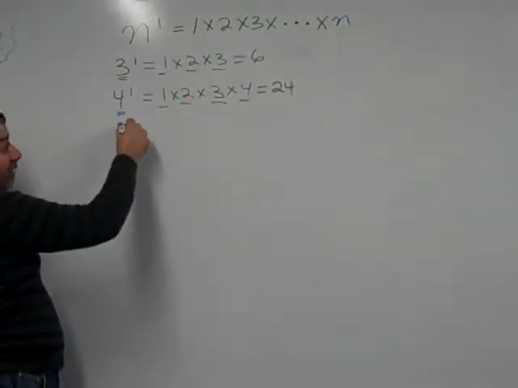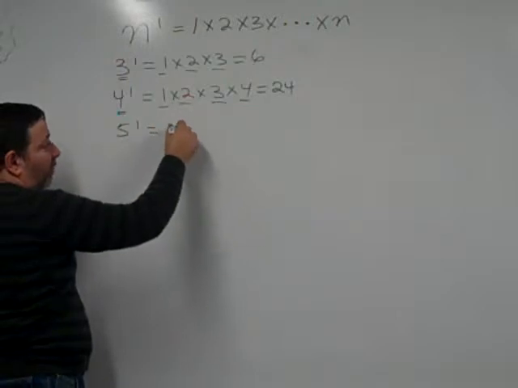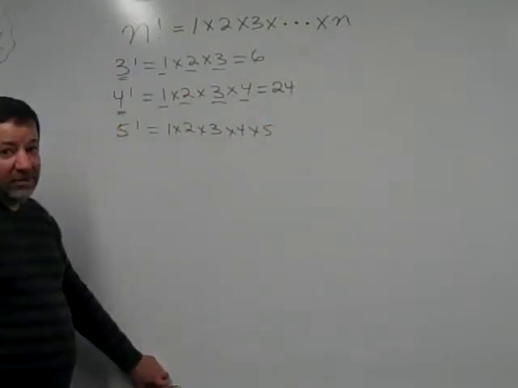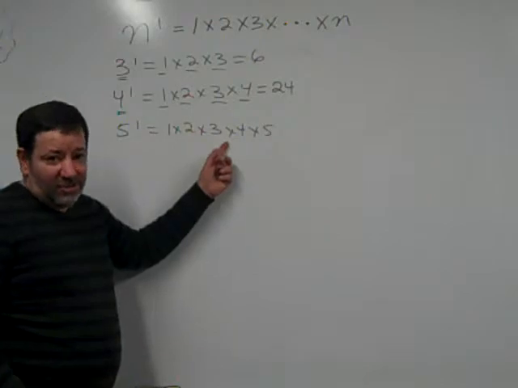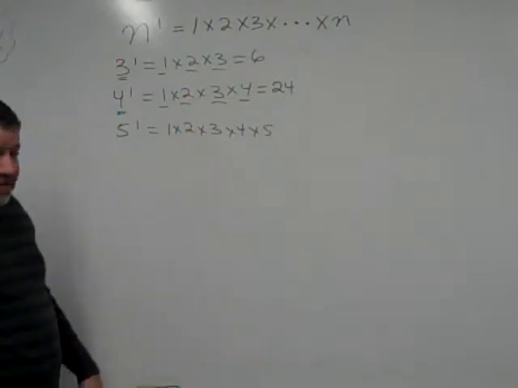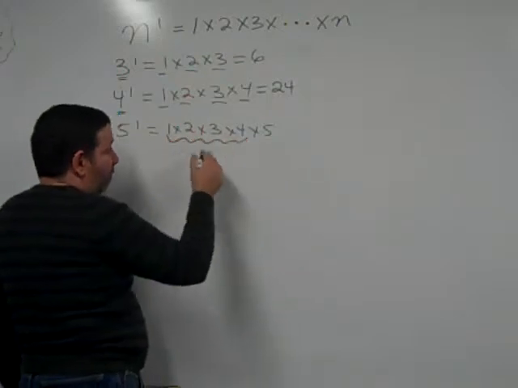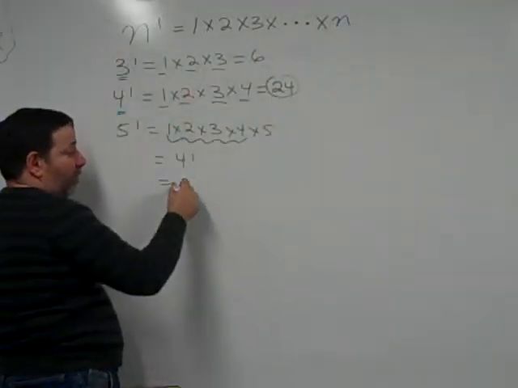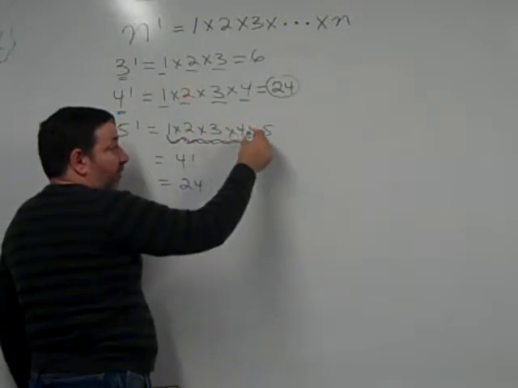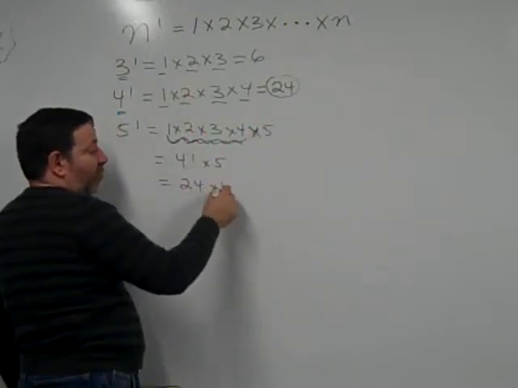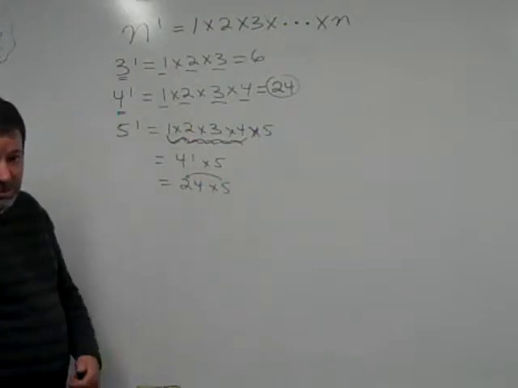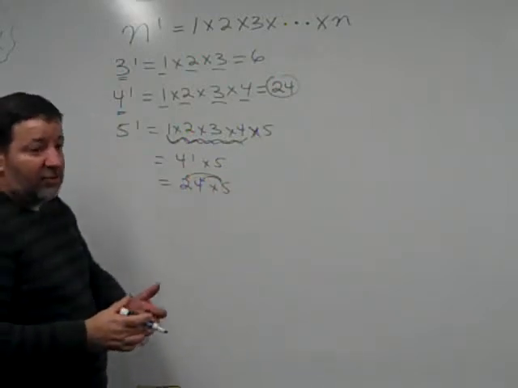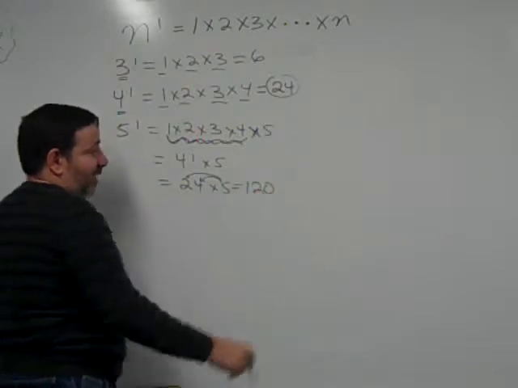If you wanted to compute 5 factorial, this means 1 times 2 times 3 times 4 times 5. Now you can work this out. You can go 1 times 2 is 2, 2 times 3 is 6, till you get to the end. Or you can say, wait, I know what that is. It's 4 factorial, which I just worked out, and it's 24. It's 4 factorial times 5. It's 24 times 5. 5 times 20 is 100, 5 times 4 is 20, and 100 plus 20 is 120. And that's the answer.